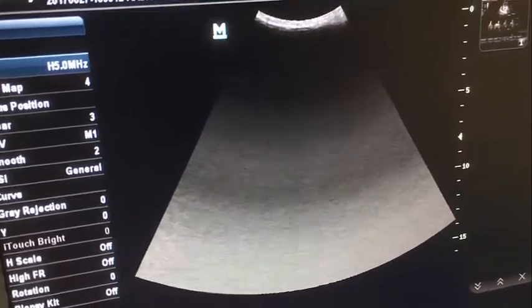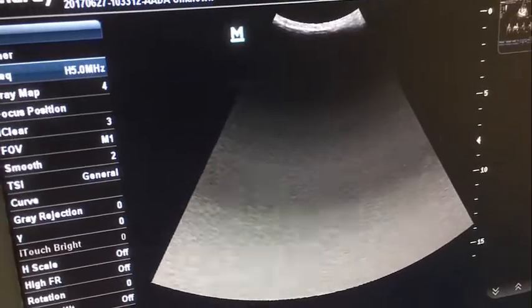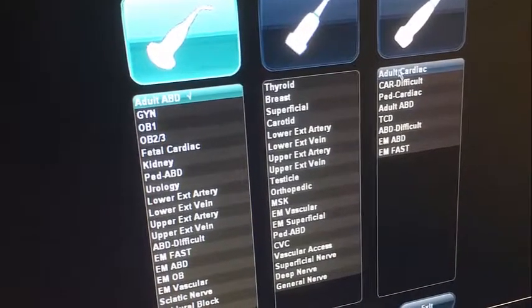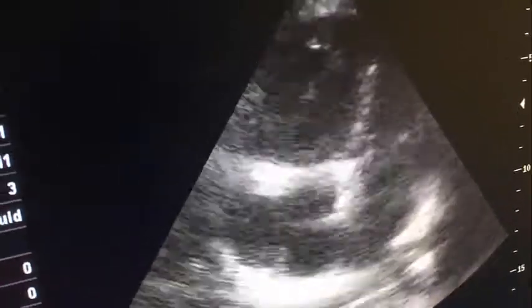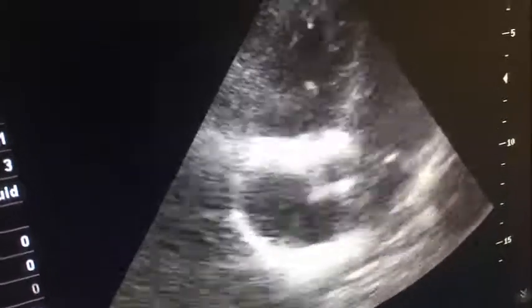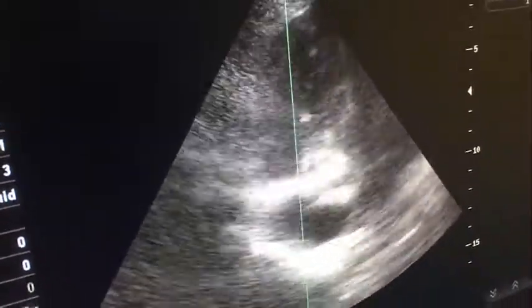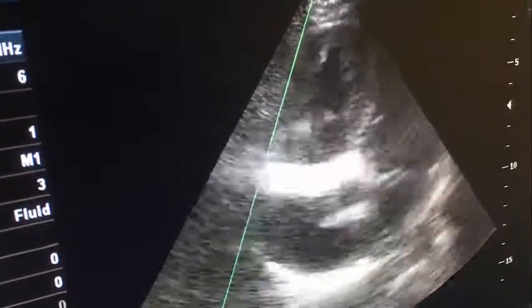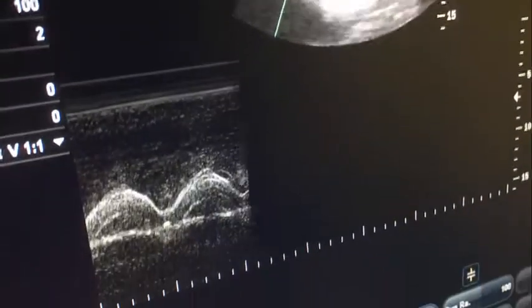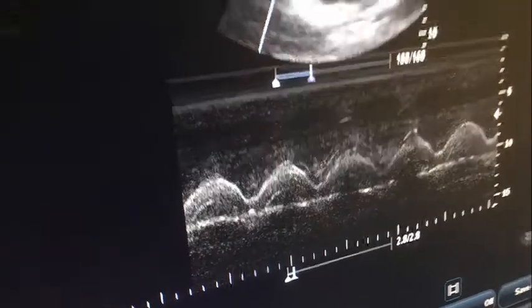Because TAPSE is very important for the function of the right ventricle, which is the most important in patients with acute cor pulmonale. As you see here, still the right side is dilated compared to the left side, but the longitudinal movement is amazing. It's very good longitudinal movement of the right ventricle. I will do the TAPSE. Amazing. And the last time it was 1.4.